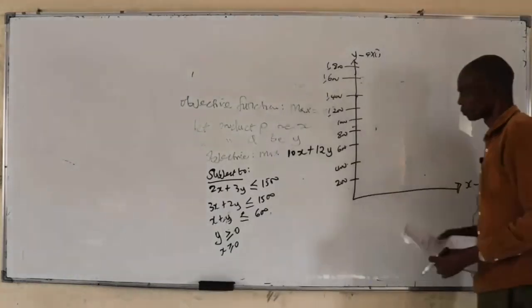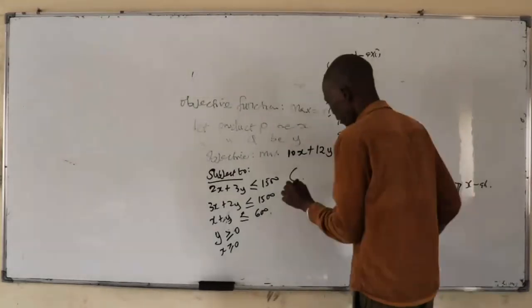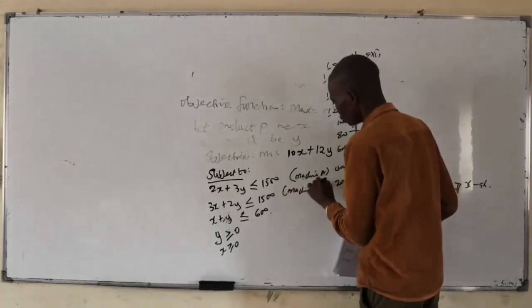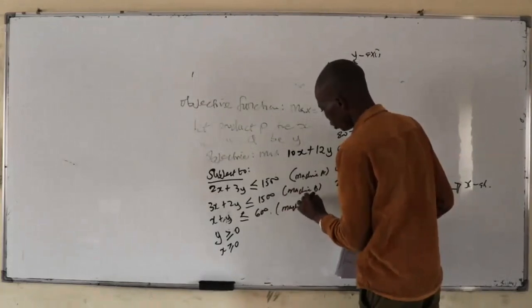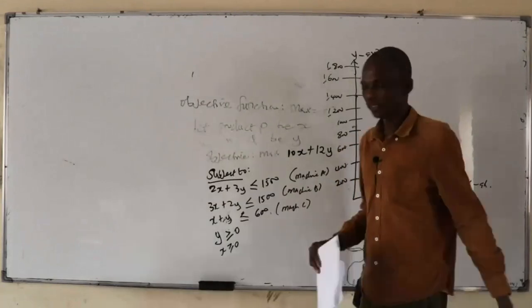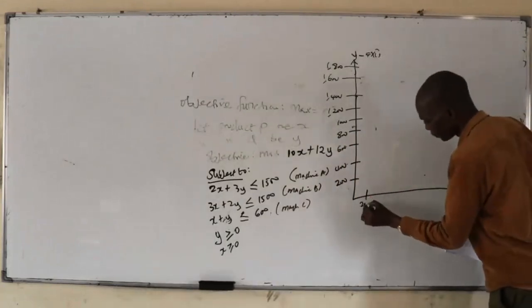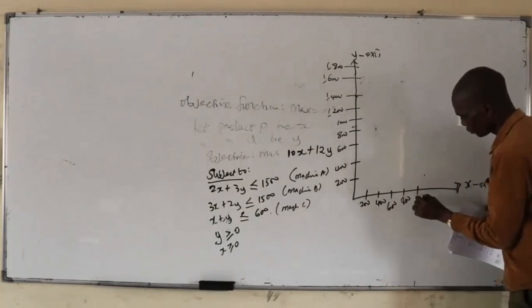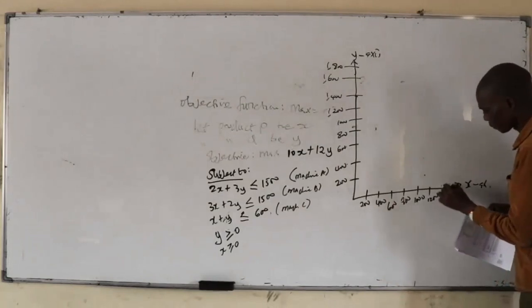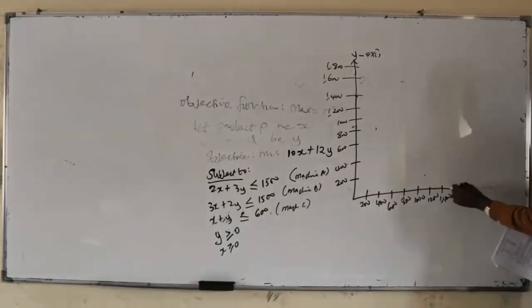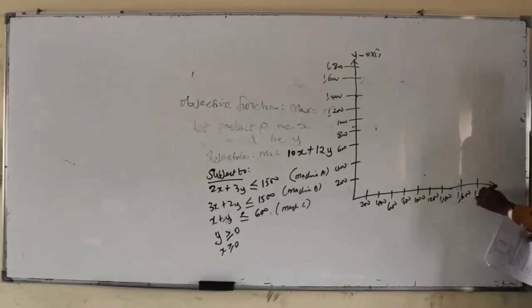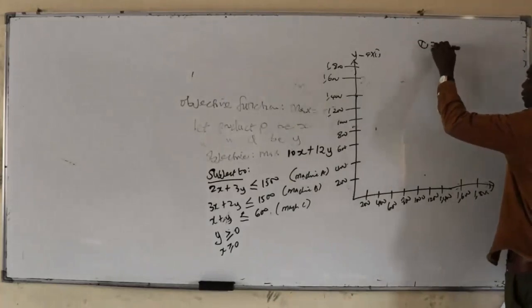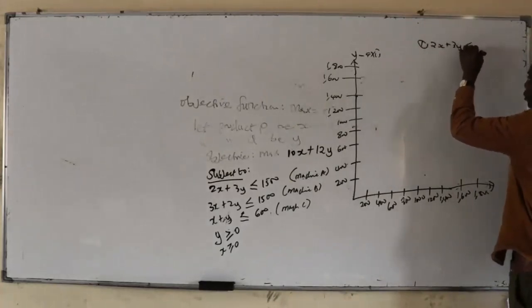Then you simply plot. This one is the machine A constraints. This is machine B constraints. This is machine C constraints. So there are constraints, and these are the non-negativity constraints. Now again, here you have the 200, the 400, the 600, going up to 1,000, 1,200, 1,400, 1,600, 1,800. Now you pick the first one, we have 2x plus 3y is less than or equal to 1,500.